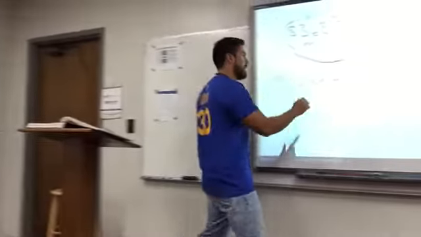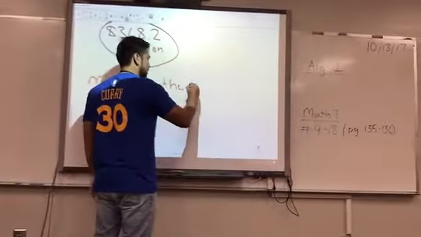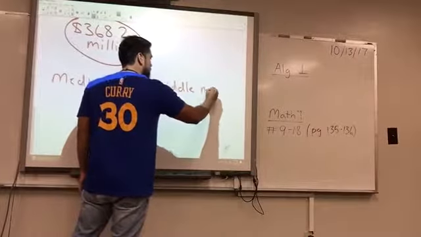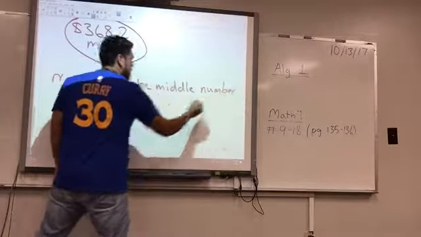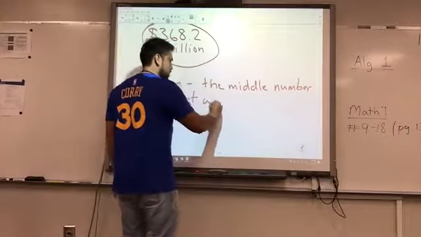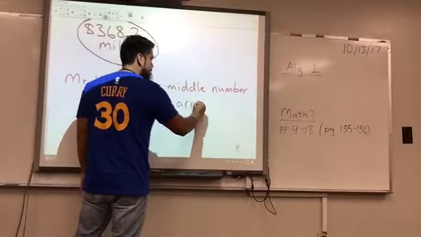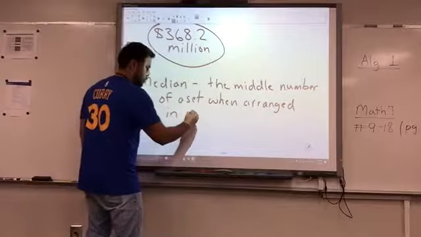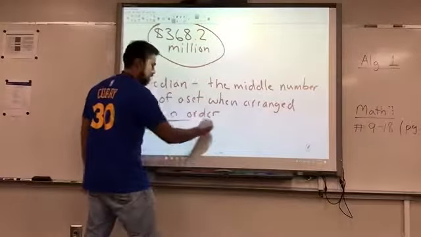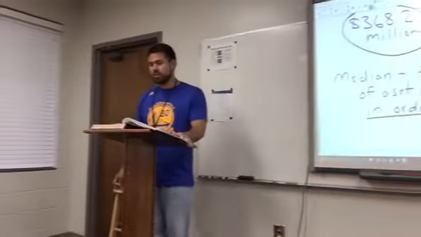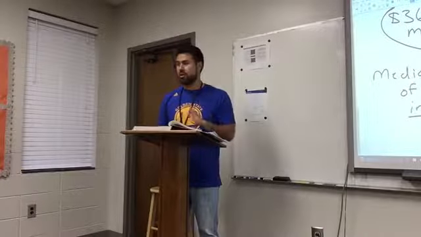So here, median, the middle number of a set, when arranged in order. So in order. If you want to do least to greatest all the time, fine, that's good. If you want to do greatest to least, fine, that's good. But you got to have it in order before you can even get that median.